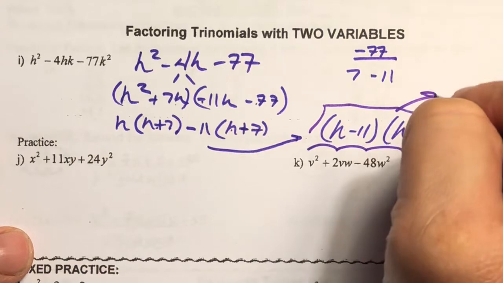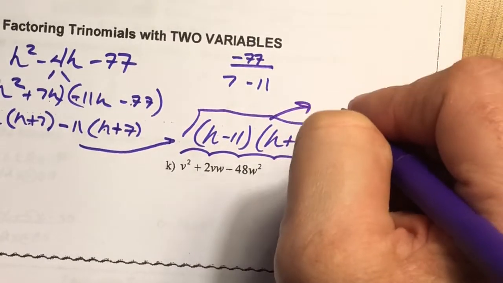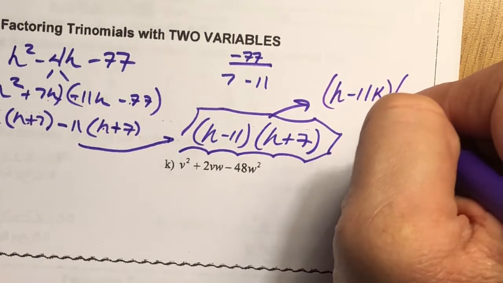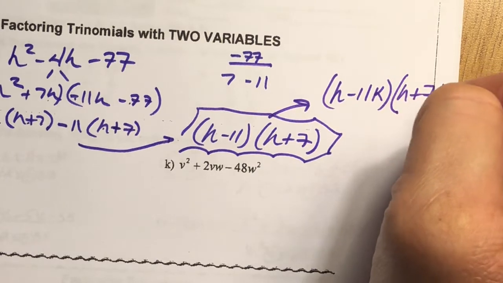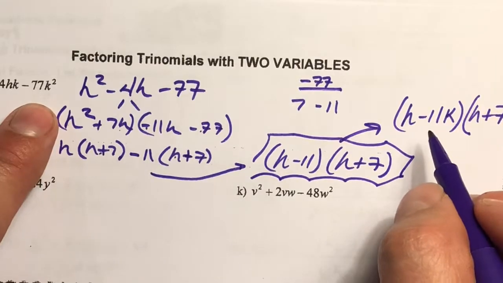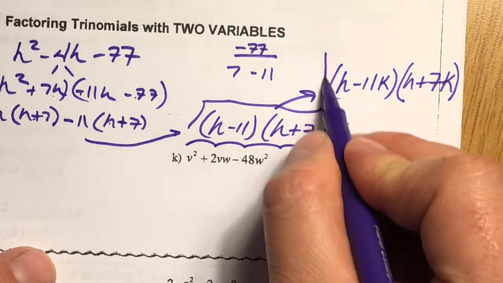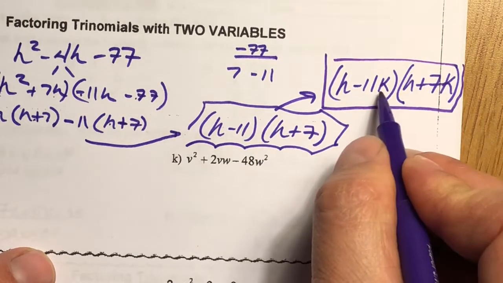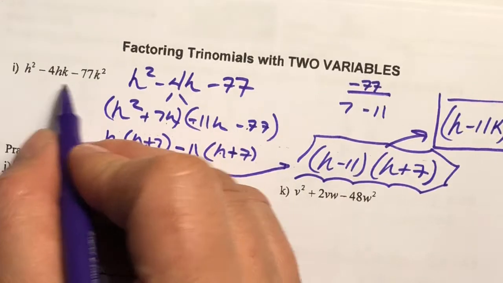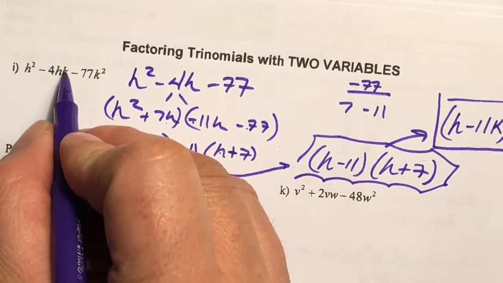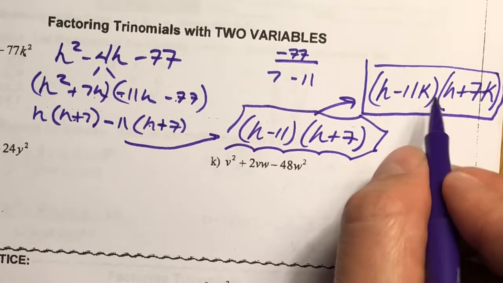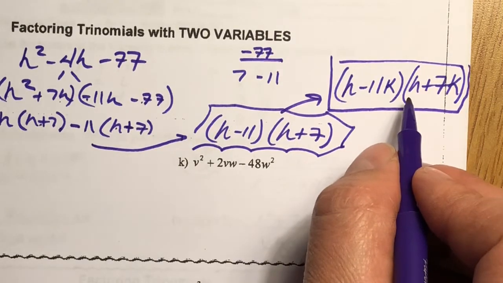Okay, now before I forget, because I almost forgot, we've got to go H minus 11K times H plus 7K. So if you notice, I plug that K back in, because there it is in the original one. I've got to plug that K in, and now there's my answer. All I had to do was plug the K in at the back end. Now, if you multiplied this out, this is exactly what you'd get. You'd get the original trinomial. So if you see that, just ignore that second variable, factor it out normally, and then don't forget, like I almost did, to plug that back in at the end.